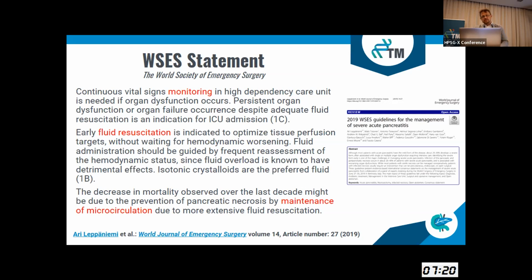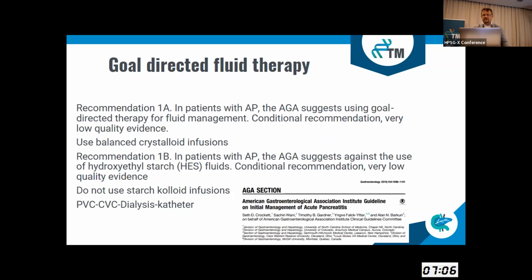And maybe the decrease of overall mortality observed over the last decade might be due to prevention of pancreatic necrosis by maintenance of microcirculation. What does goal-directed fluid therapy mean? It means a personalized, measurement-based fluid replacement therapy.